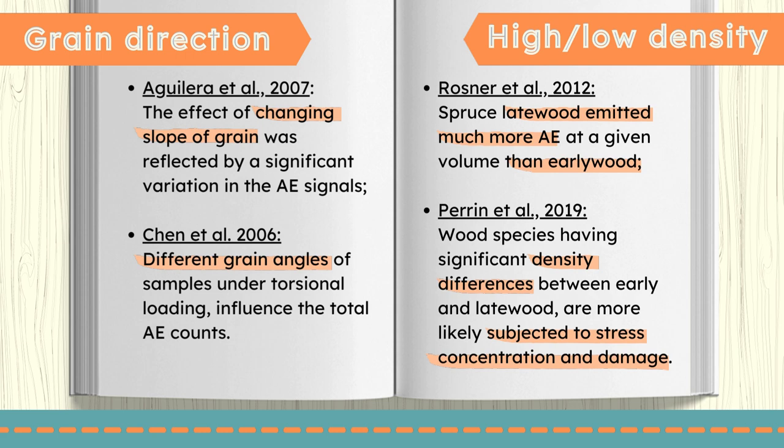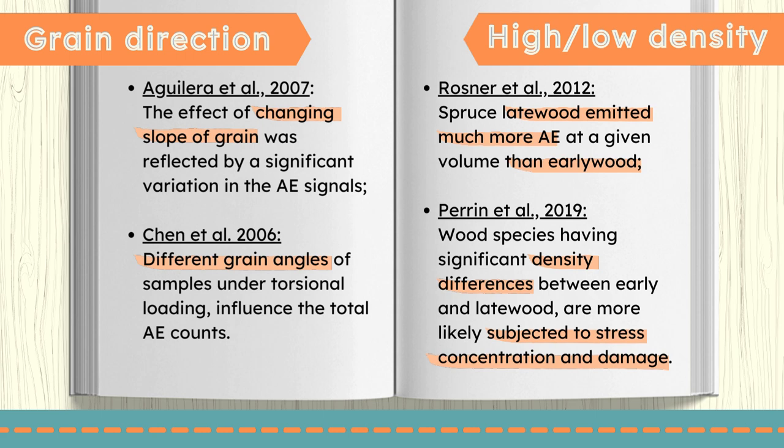Chen et al. monitored the failure process of red lauan and Sitka spruce specimens under static and torsional loading with different grain rotations and found important differences in acoustic emission counts for hardwood and softwood. It was assessed that the test piece grain angle influences the total acoustic emission counts up to the fracture. As a result, acoustic emission counts decrease as the grain angle increases from 0 to 45 degrees and increase as the grain angle increases from 45 degrees to 90 degrees.